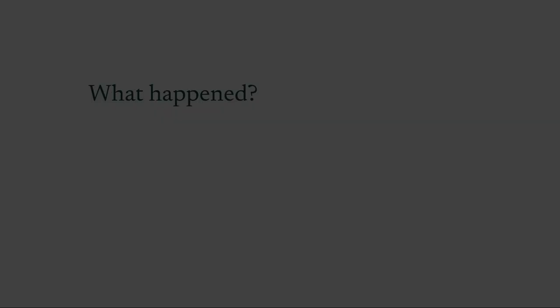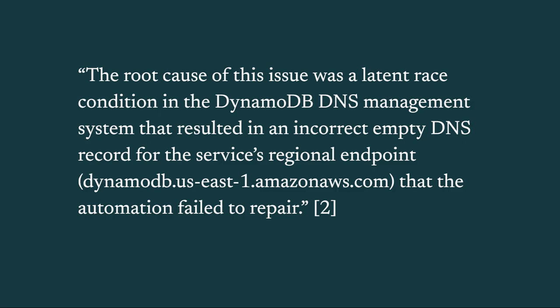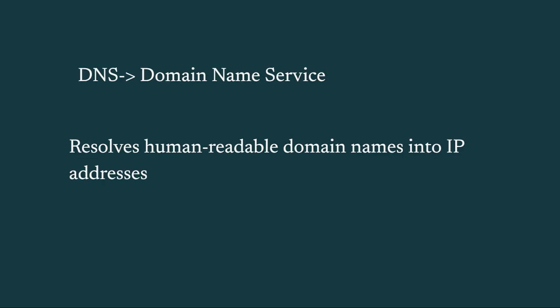So, what happened? According to AWS, the root cause of this issue was a latent race condition in the DynamoDB DNS management system that resulted in an incorrect empty DNS record for the service's regional endpoint that the automation failed to repair. Okay, what does that really mean? Let's break it down. The root cause was an issue with DNS, or Domain Name Service. The purpose of DNS is to translate human-readable domain names like google.com into an IP address that a client computer can use to actually find where google.com is.